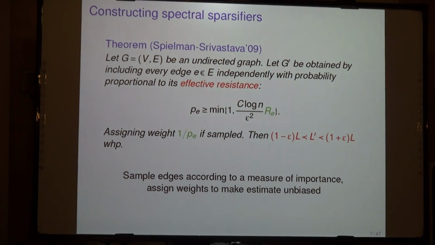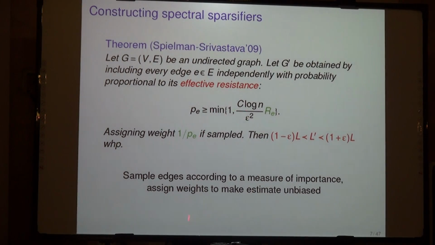What is the effective resistance of an edge in G? You think of the graph G as a network of unit resistors. You think of injecting 1 unit of current at one endpoint and taking it out at the other endpoint. The effective resistance is the potential difference that is induced. And we'll see some useful characterizations later. So R_e is the effective resistance.